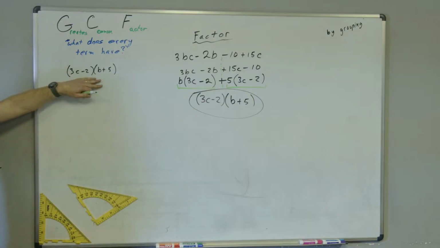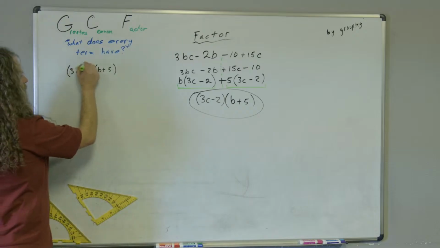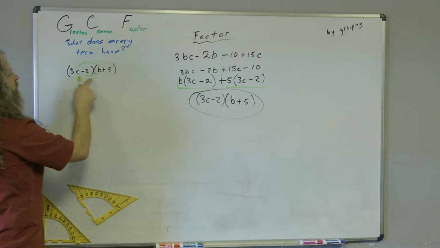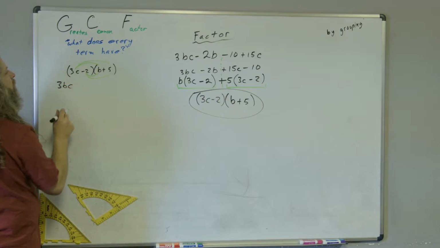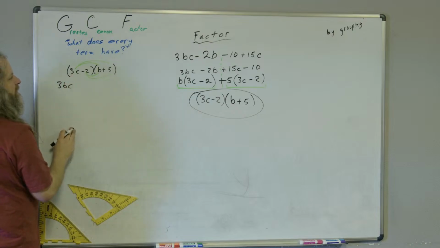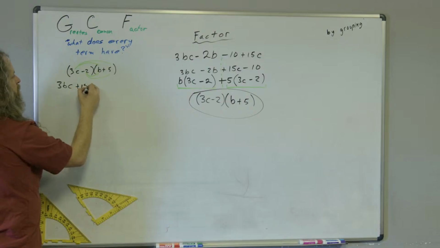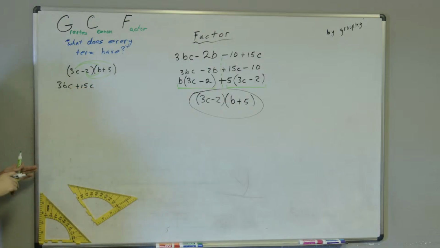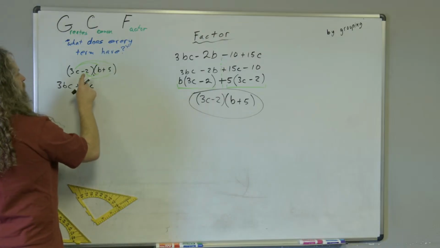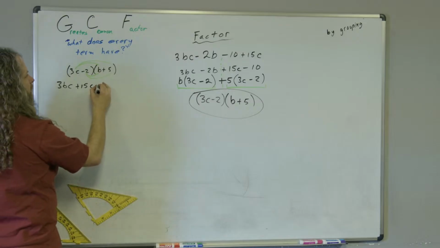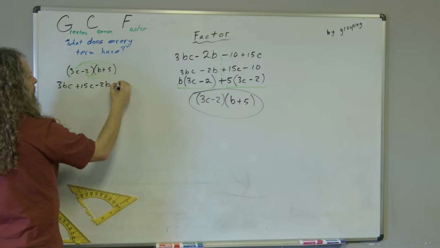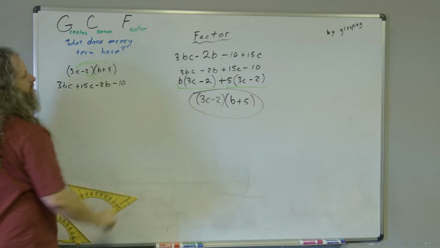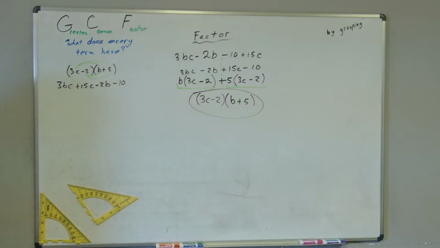Okay, so if we're going to FOIL this, let's do it just like what we've been doing. What's 3c times b? 3bc. What's 3c times 5? Because 3 times 5 is 15, and then say the word c after. What's negative 2 times b? Negative 2 times 5 is? Same. Cool beans?